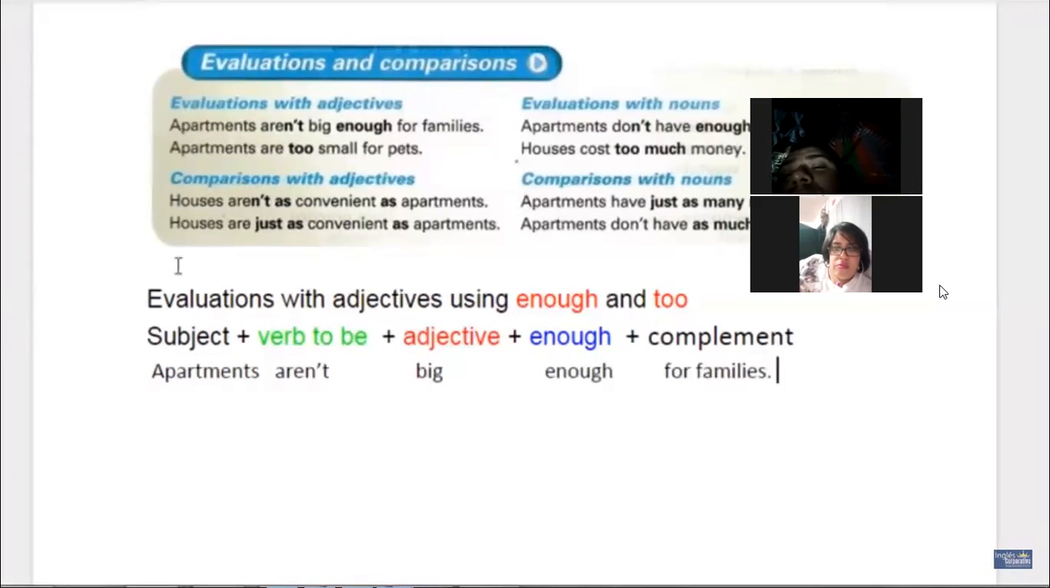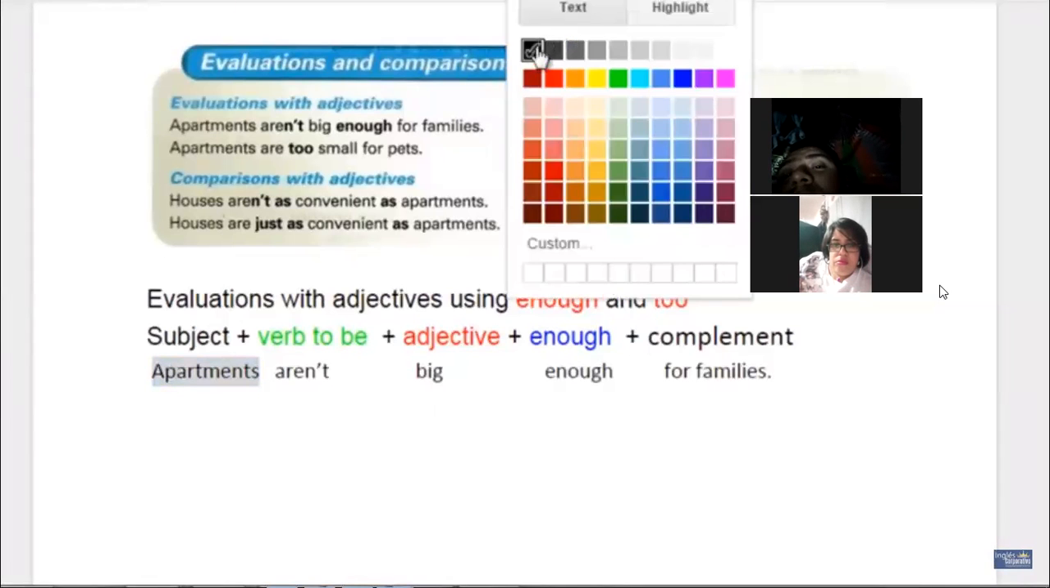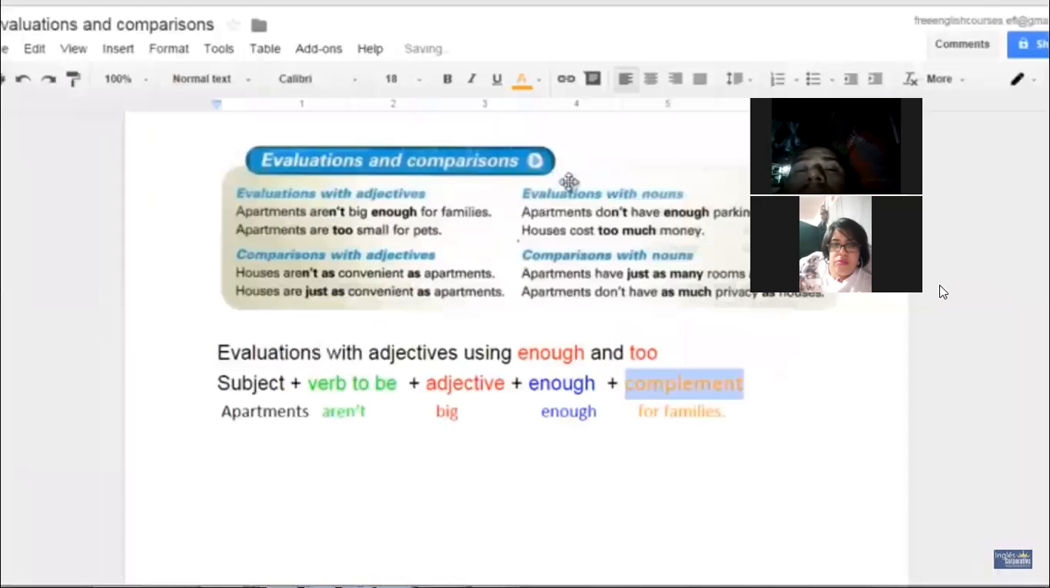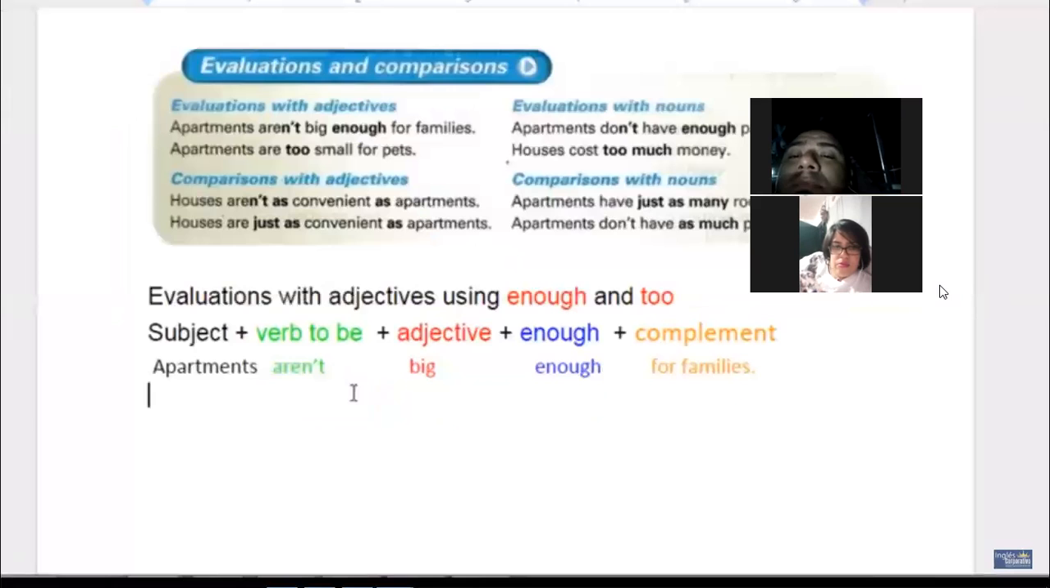So if we look at the pattern, we have a subject. I'm going to go ahead and follow the colors so that we can see what's happening there. That's in black. There we go. So we can see that the subject is apartments. Then this is followed by the verb to be. In this case, it happens to be the verb to be in its negative form. After that, we're going to have some sort of adjective. And then it's going to follow the word enough. And then we're going to include some sort of complement, if you will.